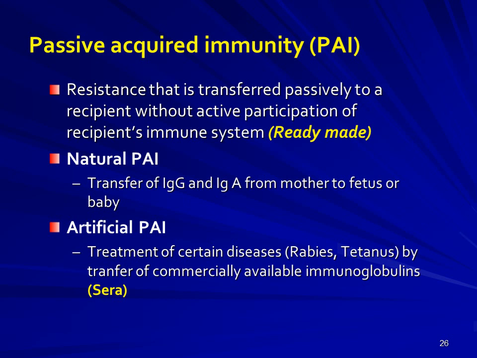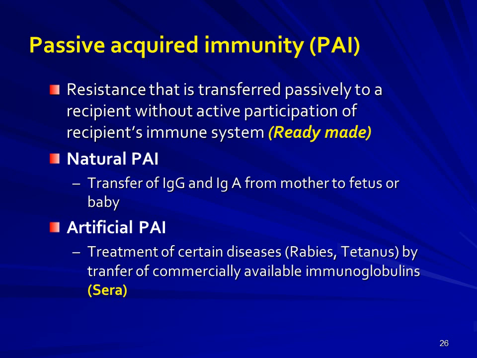And next one is artificial passive acquired immunity. Here, ready-made antibodies will be given to treat certain diseases like rabies and tetanus. Here, the rabies virus will be neutralized by the anti-rabies immunoglobulins. And in case of tetanus, even though it's caused by bacteria, the disease tetanus is produced by Clostridium tetani, and the disease is due to the toxin produced by Clostridium tetani.